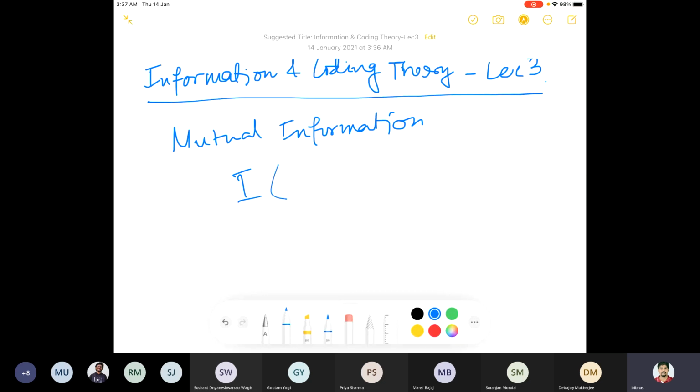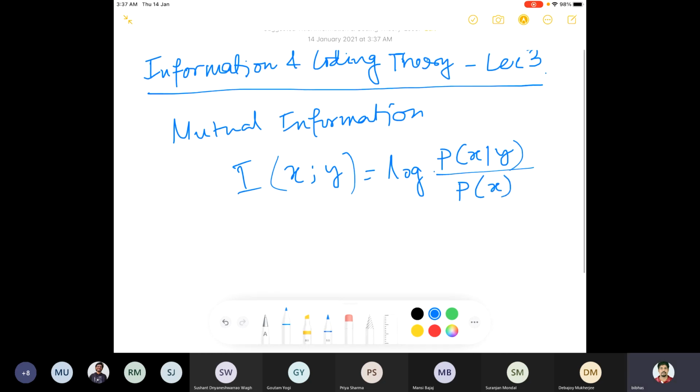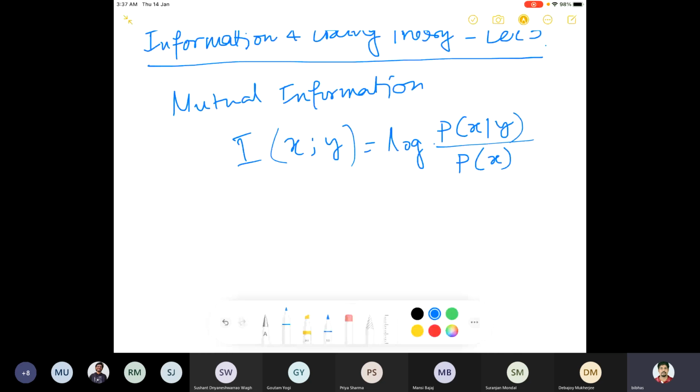is mutual information, which we denoted like this, and defined this way: x given y by probability of x. We denoted it in a different way, but ultimately this was the thing, and we said this many bits is the unit. And then I did not give any justification why this has to be the definition.